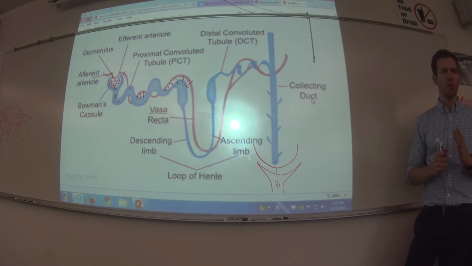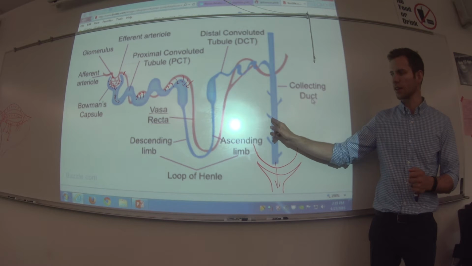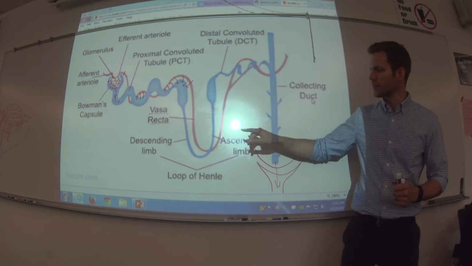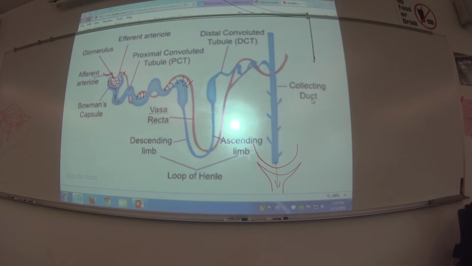So any questions about the proximal convoluted tubule? Because the last thing we're going to talk about is the loop of Henle and how the collecting duct uses the loop of Henle. All right, so the main function of the loop of Henle is to create a concentration gradient. And it's the most important concentration gradient in your body.